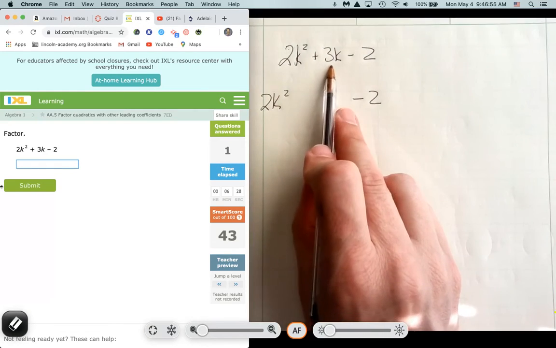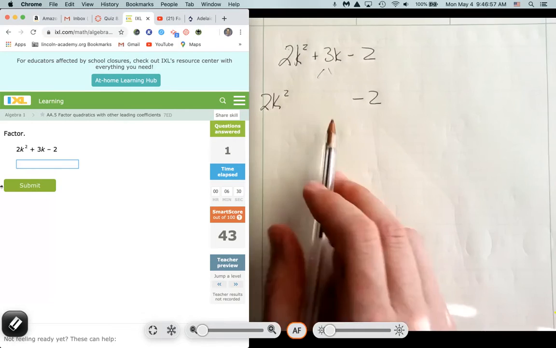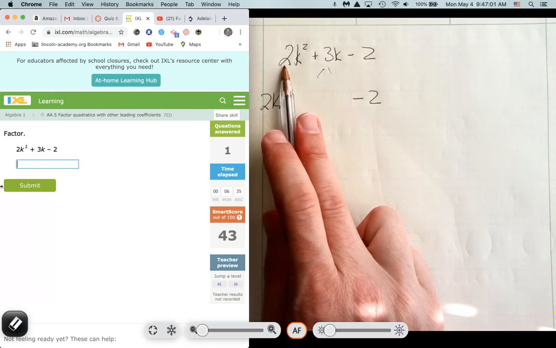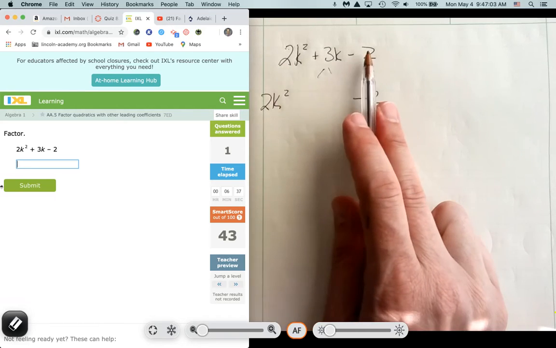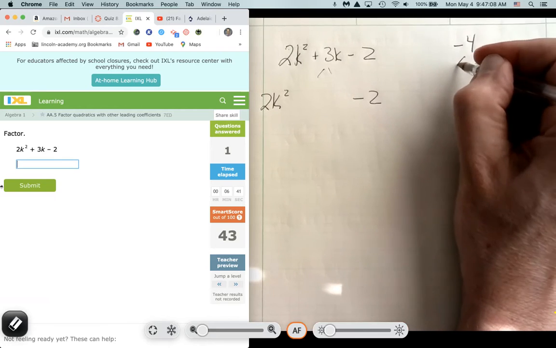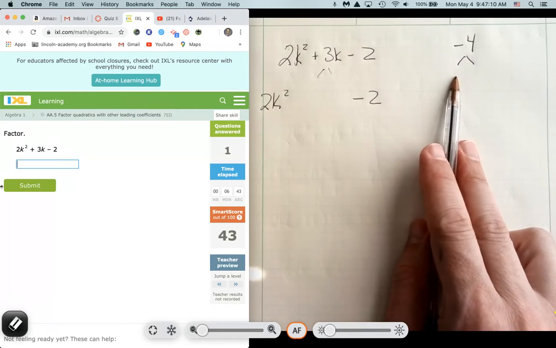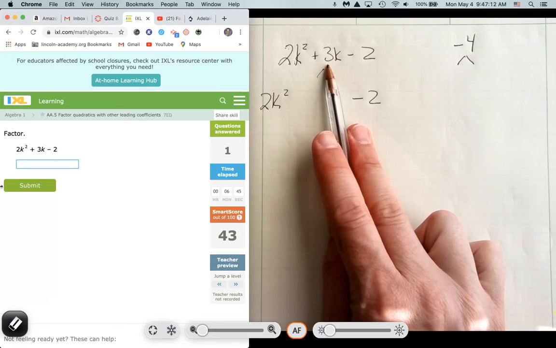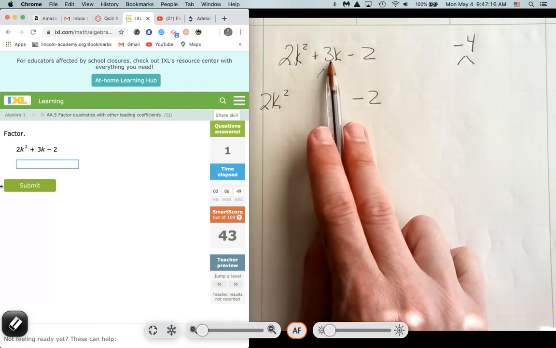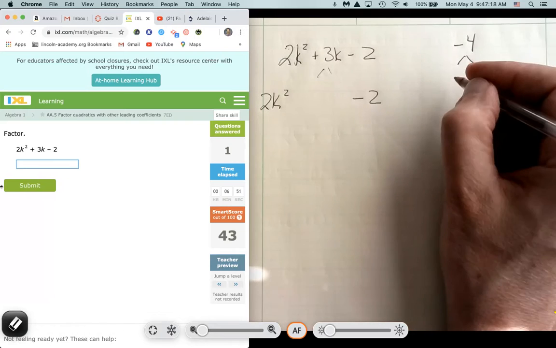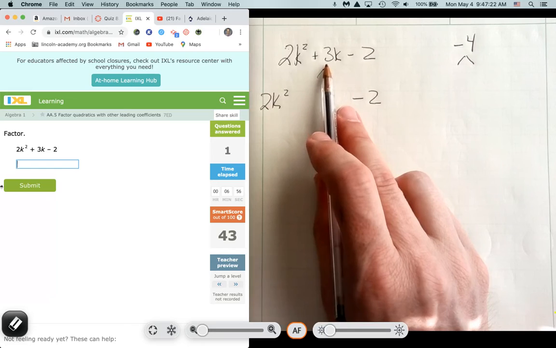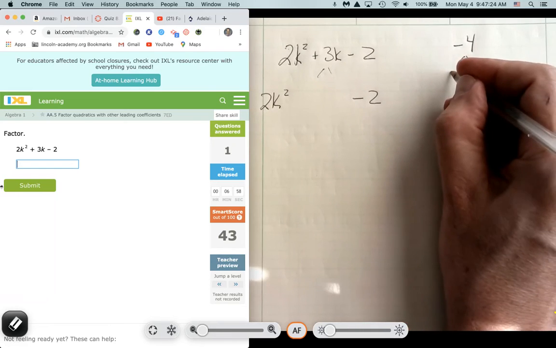Now I'm going to break this into 2 terms. But what 2 terms? What we're going to do is we're going to take the leading 2, times it by this end negative 2, and get negative 4. And I'm going to try to find factors of negative 4 that sum to 3. Since my product is negative and my sum is positive, obviously one of the numbers has to be negative and one has to be positive. Since the sum is positive, my larger number will be the positive.